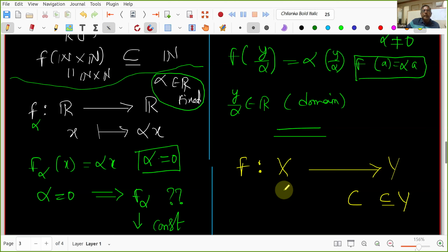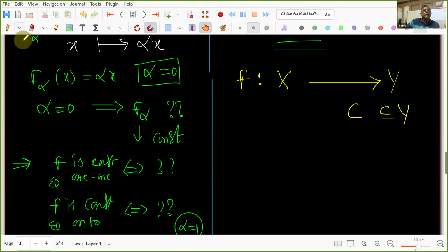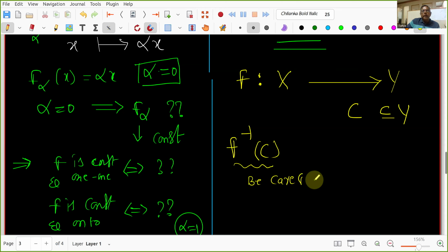Earlier, in the last class, we took a subset A of X, or B subset of X, and asked about f of A. Now we are talking about another thing, f inverse of C. Please be careful. Bad luck, we have the same notation for two things.